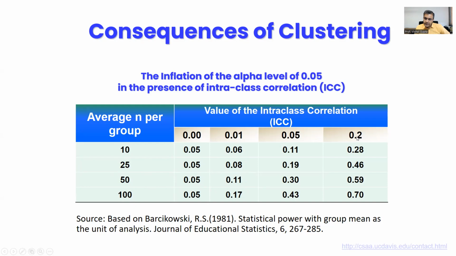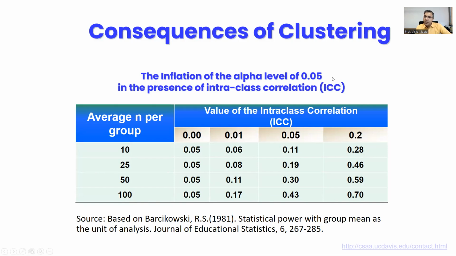And look at this. If there is 20% overlap, then what you thought is alpha of 0.05 for an average group size of 10 is not 0.05, it is actually 0.28. This is the alpha at which you are testing. And if the average group size is 100, then you are not testing at 5%, you are actually testing at 70%. That means your type 1 error is not 5%. The type 1 error is actually 70%.